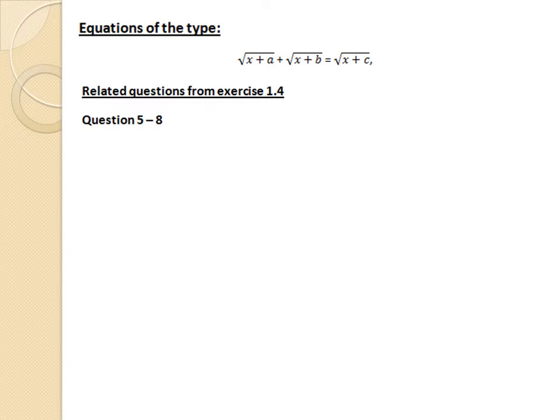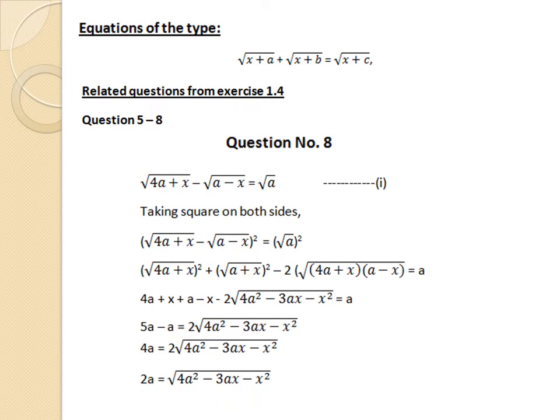Related questions from exercise 1.4 are question number 5, 6, 7 and 8. Here students, I'll solve question 8 for you. Your question number 8 is square root of 4a plus x, minus square root of a minus x, is equal to square root of a. In this question, your x is the variable of the equation and a is representing some constant.